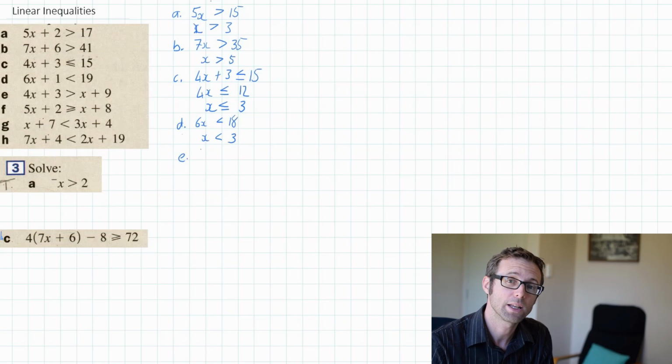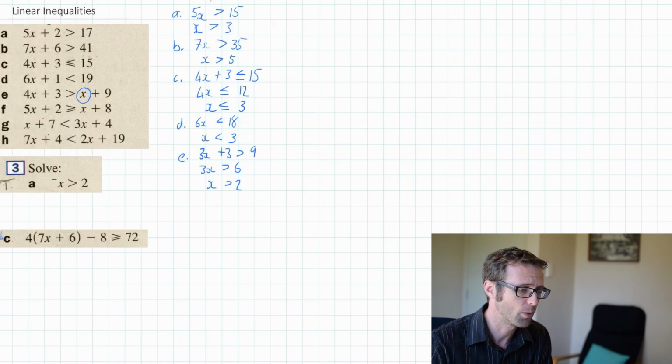Now I want to gather my x's across to the left hand side, so I'm going to have 3x because I'm subtracting this x away to get it away from that side. So I'll have 3x plus 3 is greater than 9. Now I'm going to pull the 3 across to this side, so I'll have 3x is greater than 6. I've subtracted 3. My last step is to divide both sides by 3, and I get x is greater than 2. Now let's move on to f.